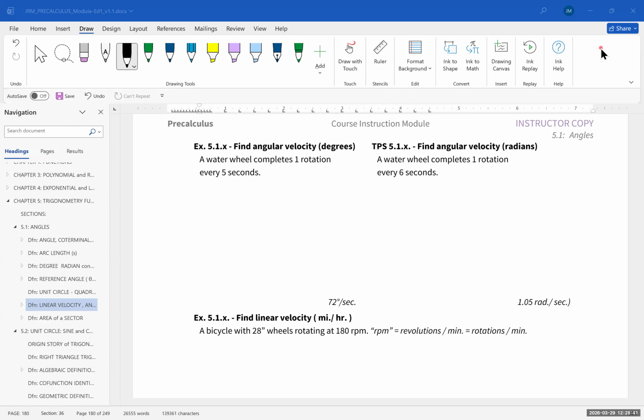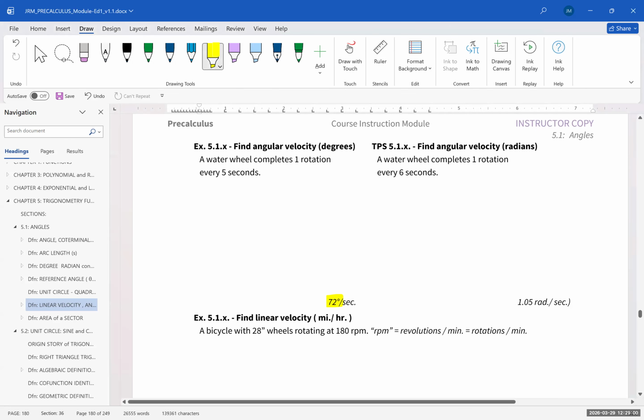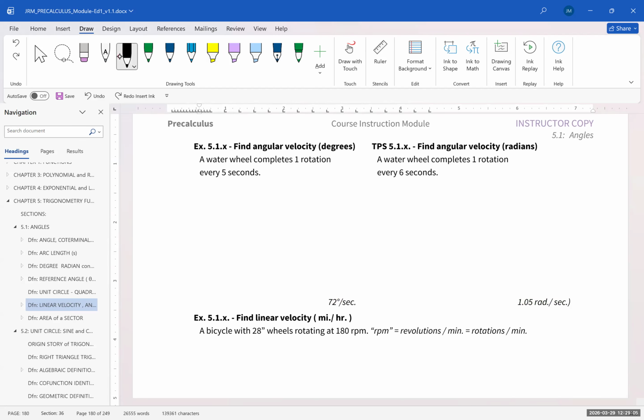Okay, let's take these ideas of linear velocity and angular velocity, and let's do some applications of them in these examples. So you can see I have examples and think, pair, share. Of course, you can just pause the video now and try all of this on your own. I have the answers for each, written down here below if you want to try it and check.